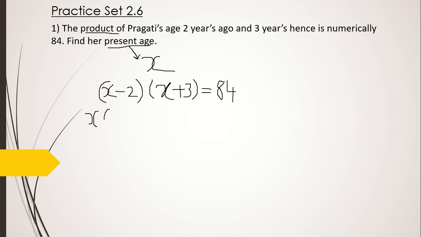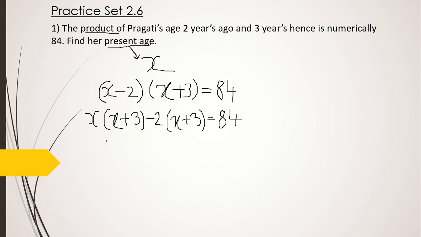x multiplied with the second whole bracket, that will be x plus 3. Then this minus 2 multiplied with the second whole bracket, x plus 3. So we break the first bracket and keep the second bracket as it is. If you want, you can break the second bracket also. The answer will be the same.